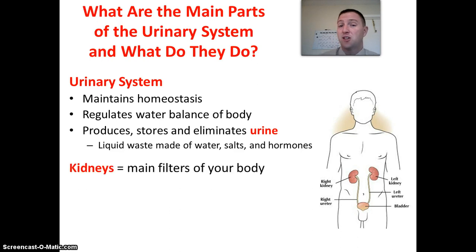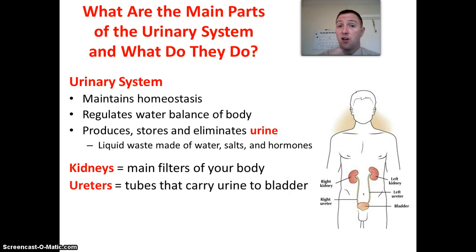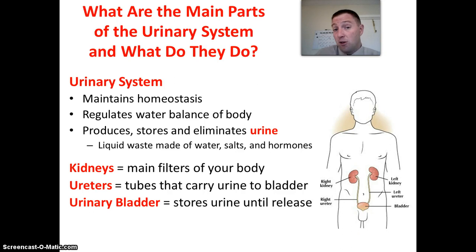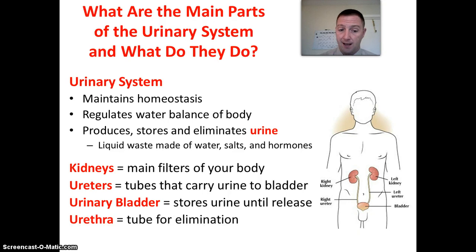What are the big players? First is your kidneys. Your kidneys are the organs that filter your blood. They're connected to the ureters, which are tubes that carry the urine from your kidneys down to your bladder, your urinary bladder. That's where you store the urine until it's time to urinate. And then the urethra is the tube that eliminates the urine from your body.